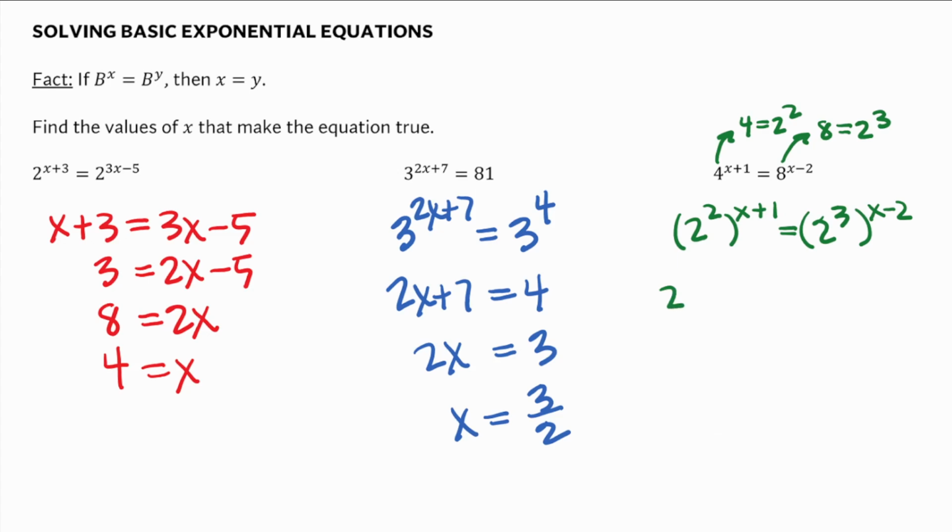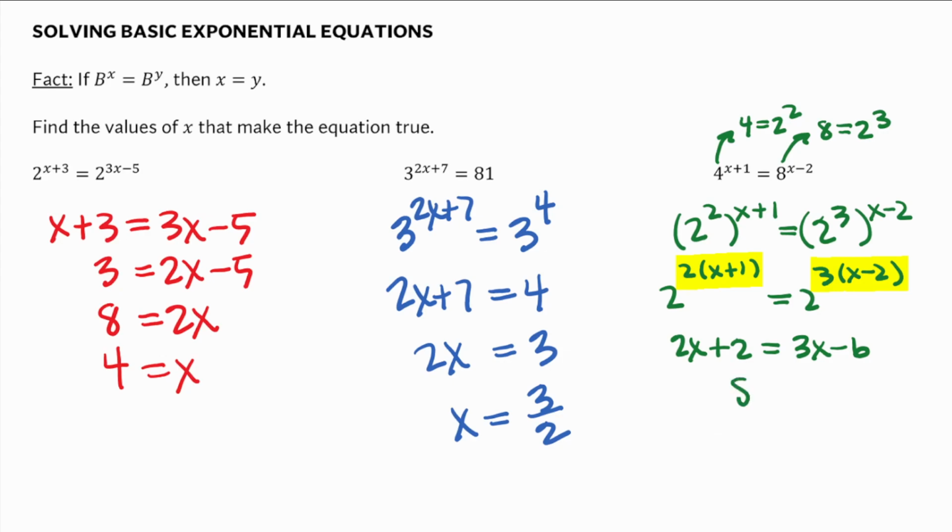So I've got 2 to the 2 times x plus 1 equaling 2 to the 3 times x minus 2. And so I'm going to, at this point, say, okay, I'm realizing that the exponents need to be equal. Okay, I've gotten to the same base. So I'm going to go, and I might distribute in this step too. So if I distribute the 2 over the x and the plus 1, I'll have 2x plus 2. And that'll equal 3x minus 6. And then I'm just going to solve for x, like I'm accustomed to. I'm going to add 6 to both sides. I'm going to subtract 2x, and I'll see that x is going to equal 8.